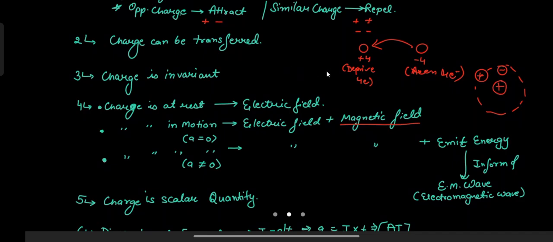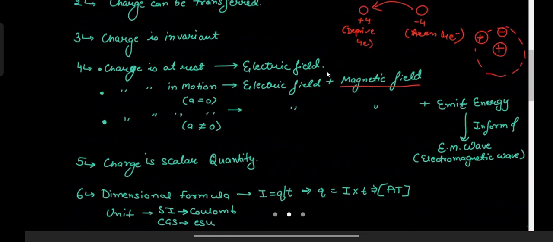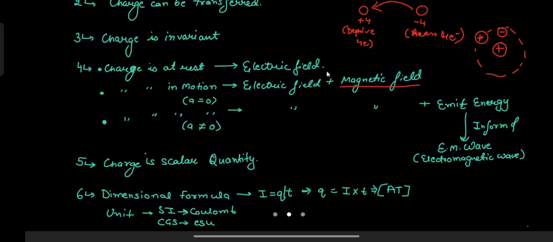Charge is a scalar quantity. It means it will not change with the change in direction. Whether you take a charge from south to north or north to south, the value is not going to change. It does not depend on the direction. It's a scalar quantity. And the last thing, its dimensional formula is AT.